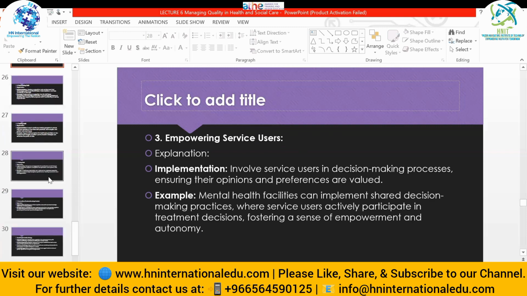Involve service users in the decision-making process, ensure their opinions and preferences are valued. Whenever we are going to make a decision regarding a person or a patient, we should ask them what they think. After surgery or before surgery, what are the certain questions which they're having in their mind? For example, mental health facilities can implement shared decision-making practices where the service users actively participate in the treatment decisions, fostering a sense of empowerment and autonomy.